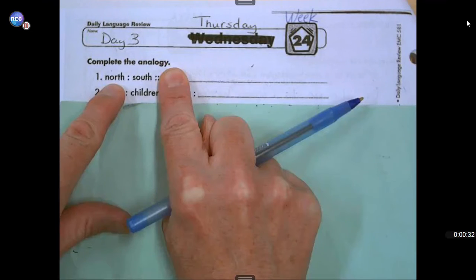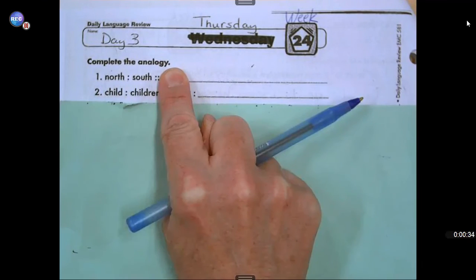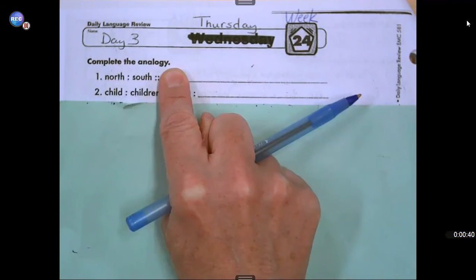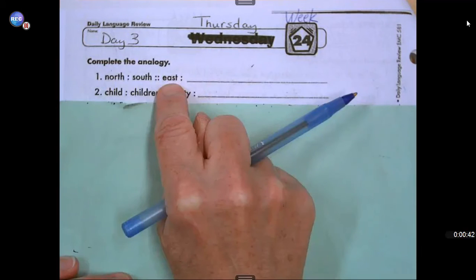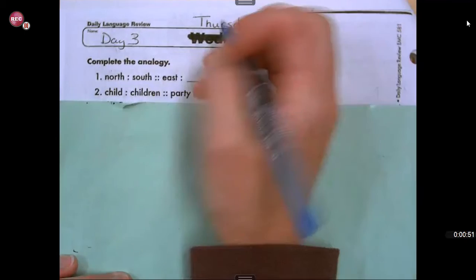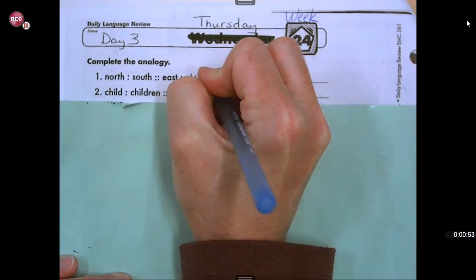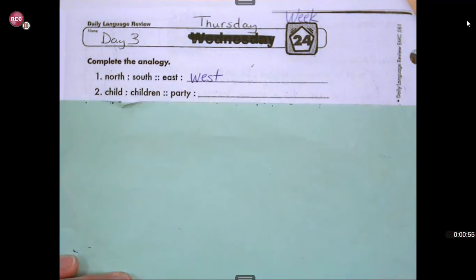How are the words north and south related? Well, I know that they are directions. We have north, south, east, west, and they're the opposite directions. So let's look at this one. This is the word east. What word would be another direction that would be the opposite of east? And it's west. So if you put west, give yourself a star.